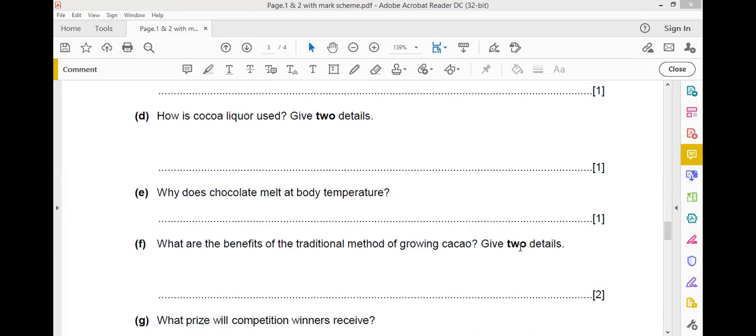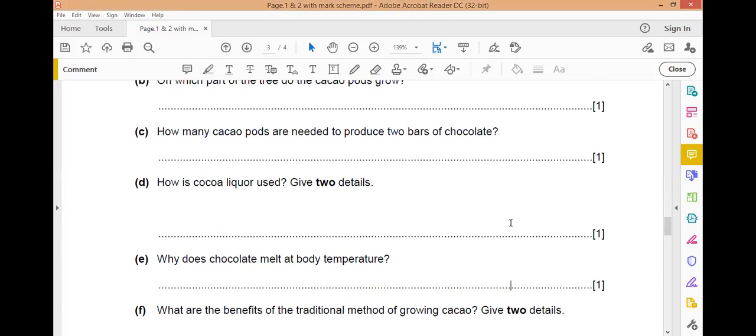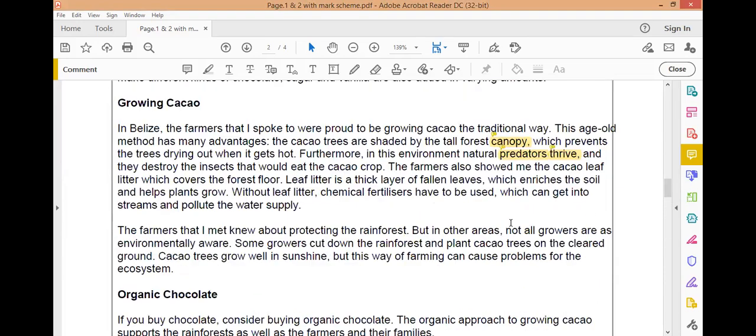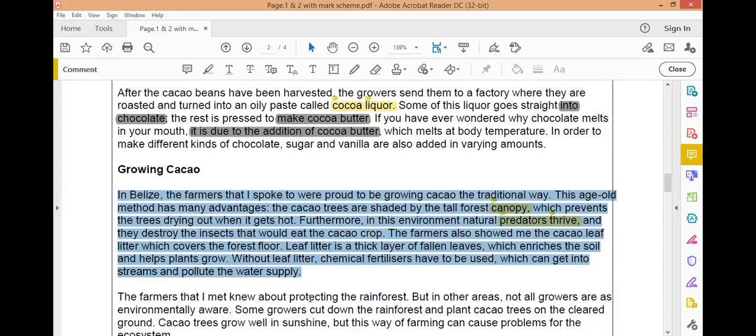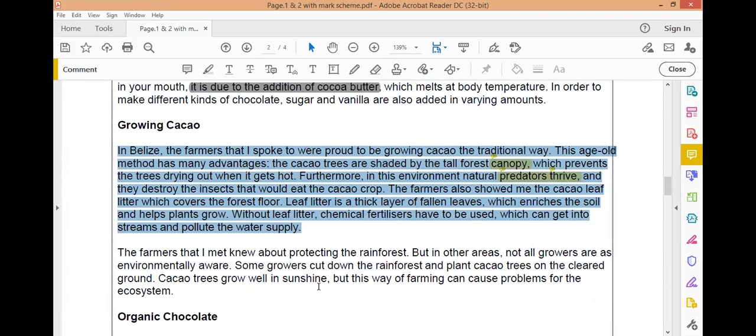Sir, read the paragraph. And realize the farmers that I spoke to were proud to be growing cacao the traditional way. This age-old method has many advantages. The cacao trees are shaded by the tall forest canopy, which prevents the trees drying out when it gets hot. Furthermore, in this environment, natural predators thrive and they destroy the insects.